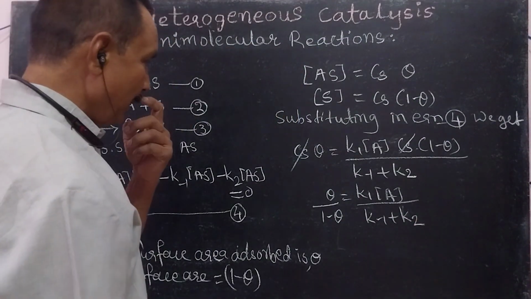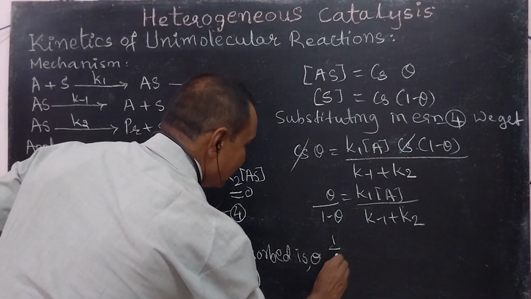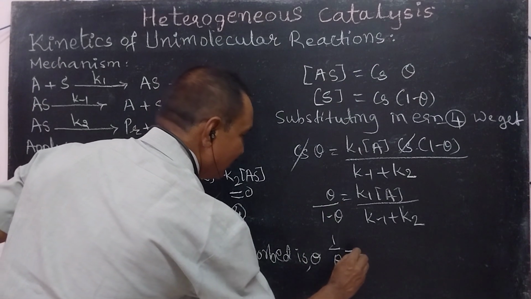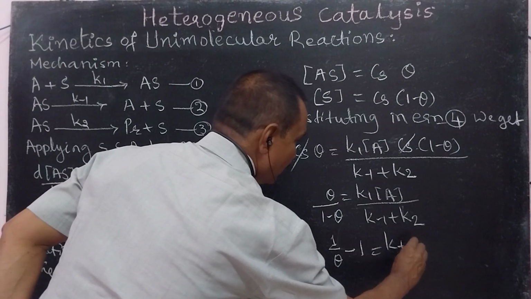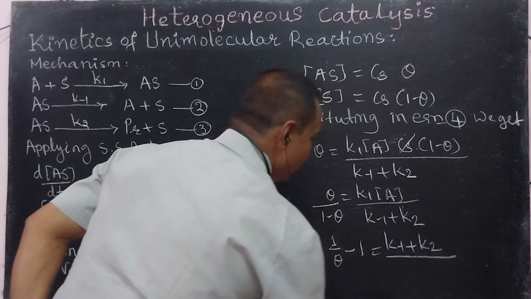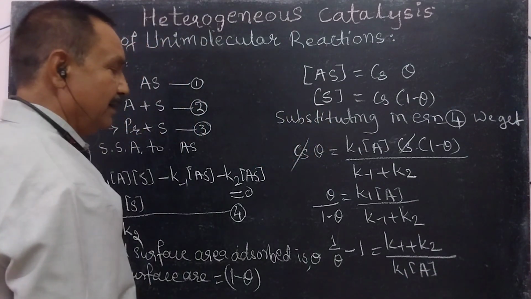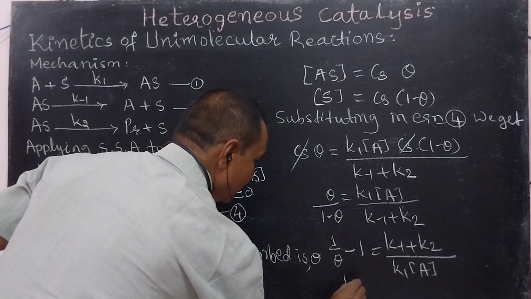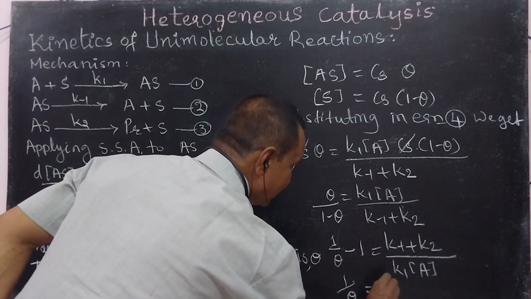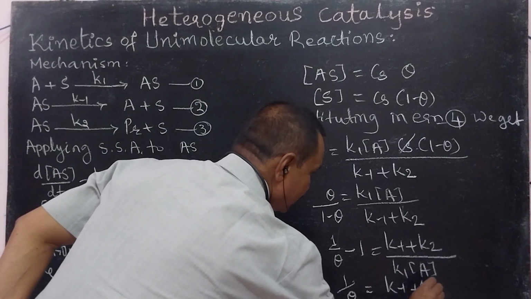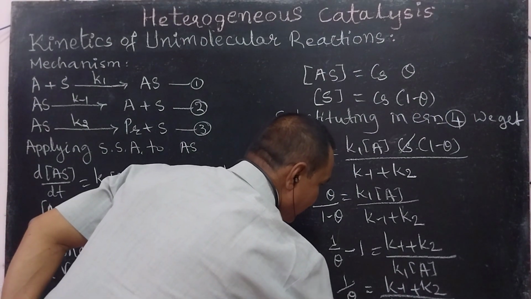Okay, then you invert this. On inversion, what happens? 1 divided by theta minus theta divided by theta means 1. That is equal to (K minus 1 plus K2) divided by K1 into concentration of A. Then 1 divided by theta equal to, you take 1 this side. That becomes (K minus 1 plus K2) divided by K1 into concentration of A.